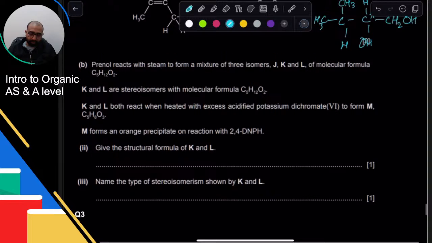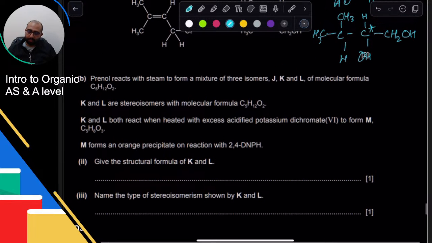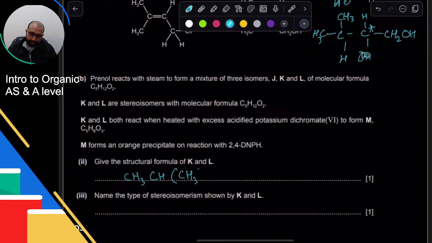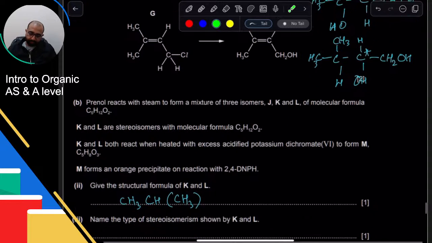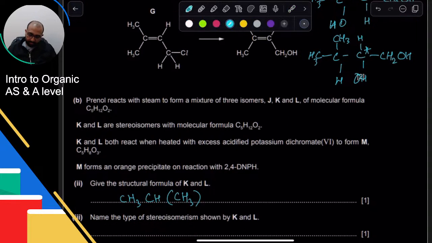Okay, so give the structure formula of K and L. Structure formula is still that same one, so it's going to be CH3, CH, then branch CH3. Notice that I'm starting from here. So this is CH3, this carbon has H, and then this is in the branch, and then I have CHOH. I'm moving from left to right. हर carbon को आप one by one लिखते जाते हो, and then I have CH2OH.